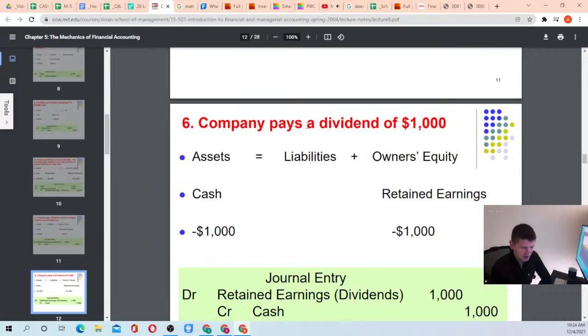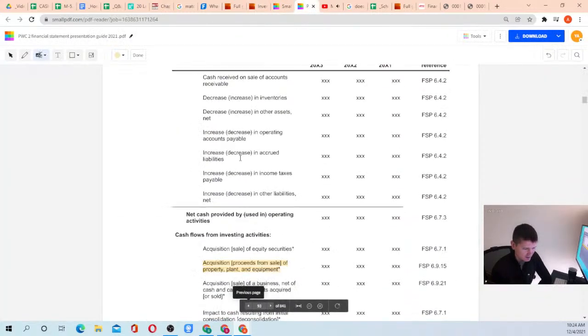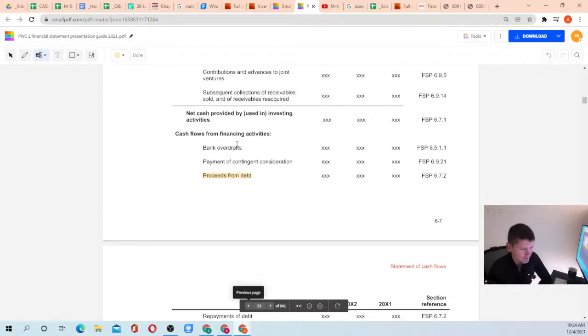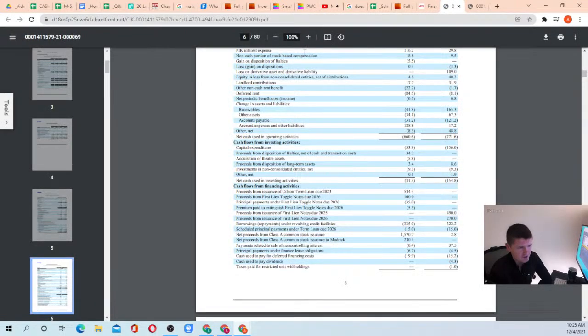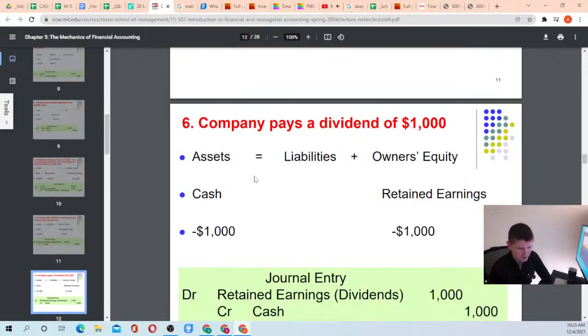Company pays a dividend of 1,000. I'm just showing you an example of how each entry is reflected on the cash flow. So a dividend transaction is a transaction with providers of our capital, and our capital is provided in financing activities. So if we go to financing activities, we should see dividends paid here. AMC doesn't pay dividends, it is making losses. So not a good example here.